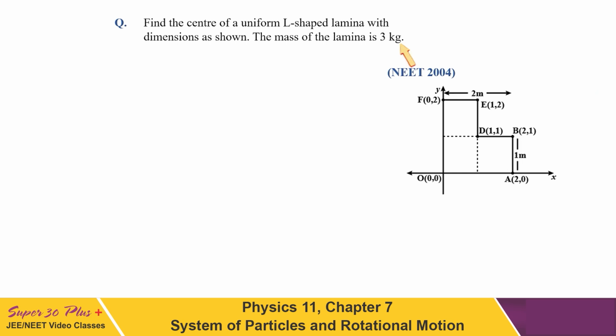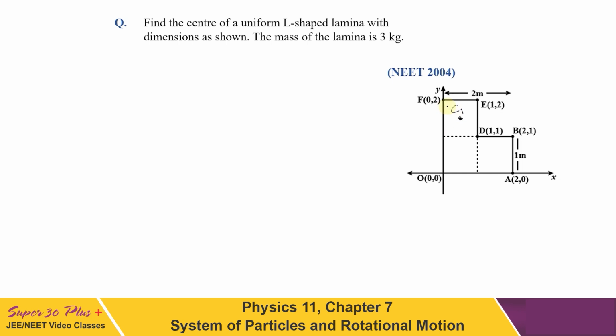This question is from the NCERT book. Now it is an L-shaped lamina, but we can divide it into 3 squares, and as you can see, for these squares, because for a regular shape the center of mass will always lie at its geometrical center.